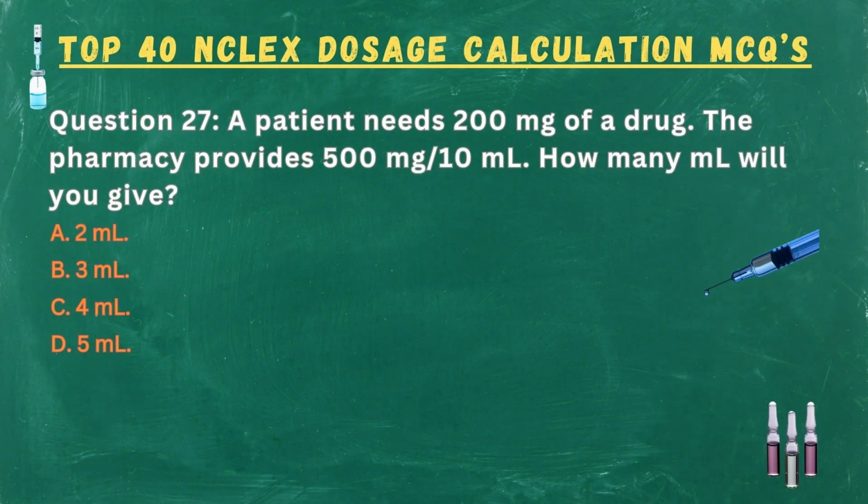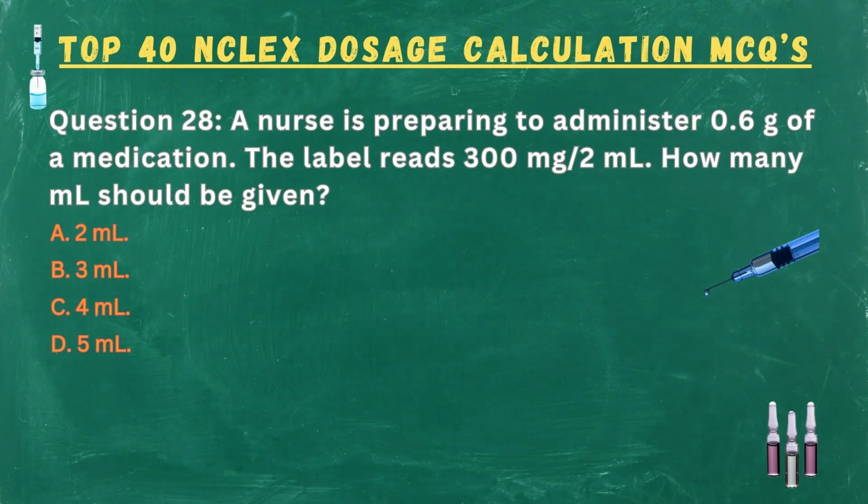Question 27. A patient needs 200 milligrams of a drug. The pharmacy provides 500 milligrams per 10 milliliters. How many ml will you give? A. 2 milliliters. B. 3 milliliters. C. 4 milliliters. D. 5 milliliters. Answer: A. 4 milliliters.